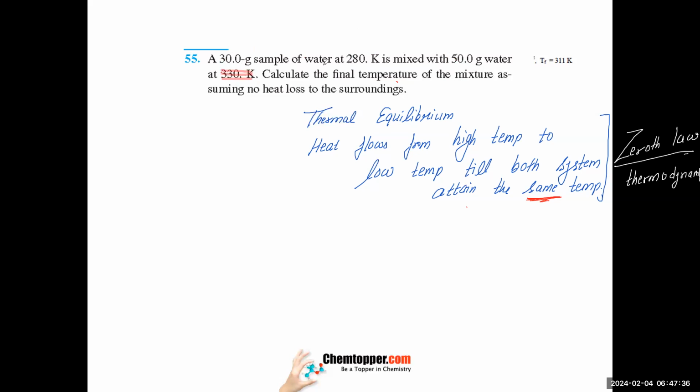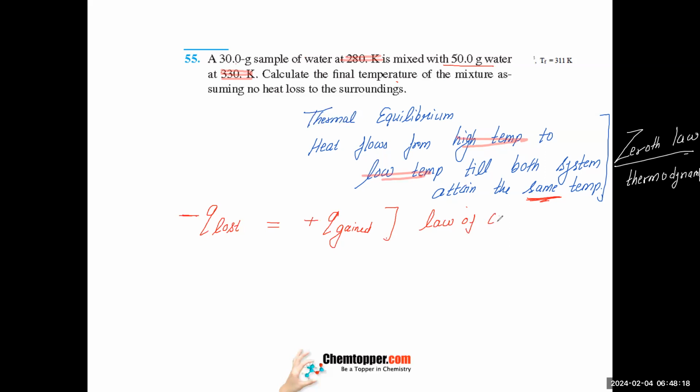One system is at this temperature, the other system is at this temperature. Heat flows from high temperature to low temperature. So the 50 gram system is losing heat, so I'm going to say minus Q lost. And who is gaining heat? Which system is gaining heat? The 30 grams, this one. Then I'm going to use the first law of thermodynamics, that heat lost is equal to heat gained. This is the law of conservation of energy.